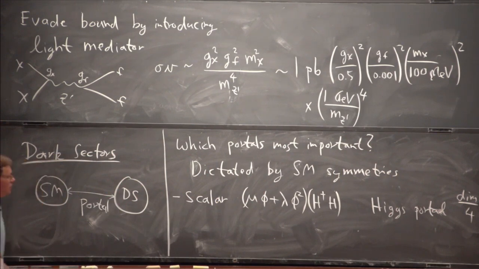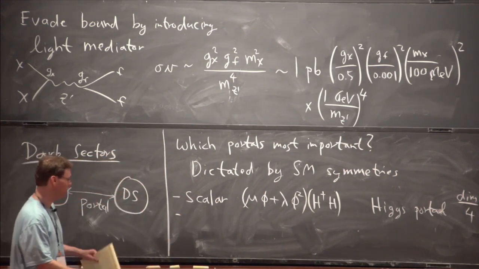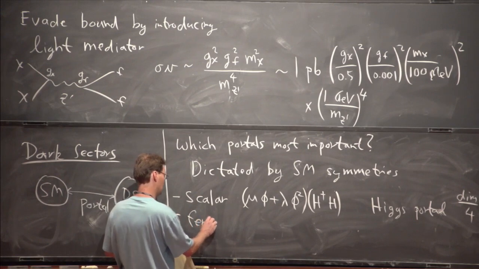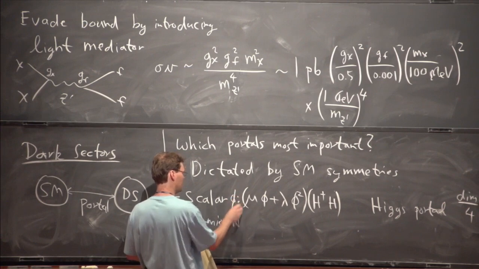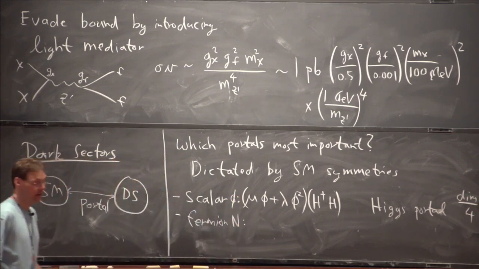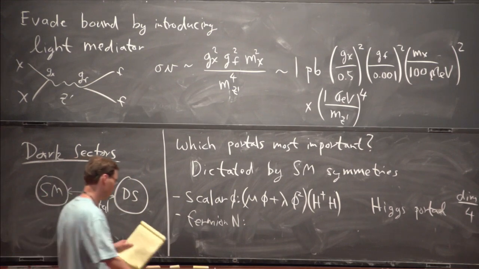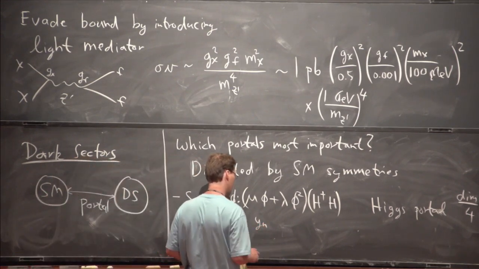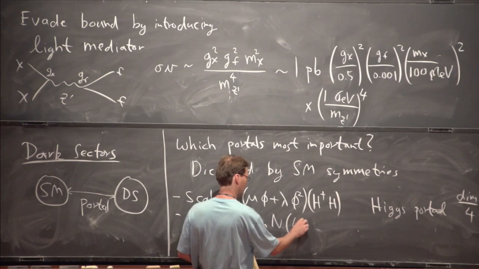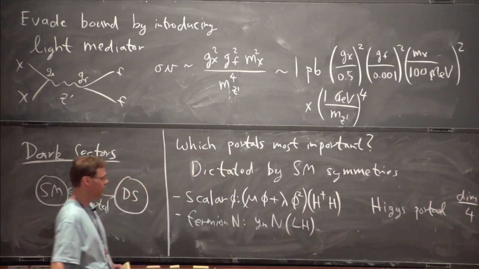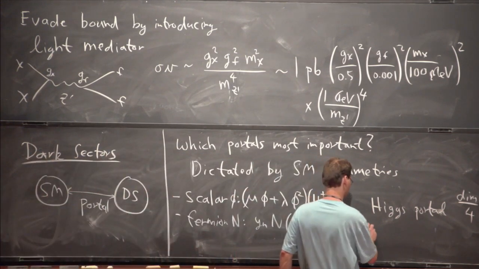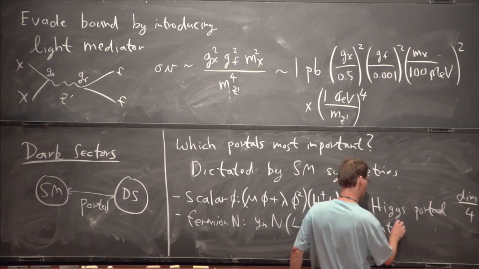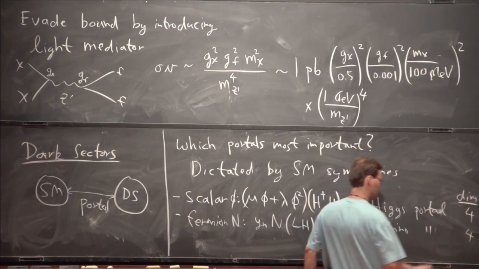Okay. If we have a fermion, so here's the scalar phi, fermion some N, then I can write down another operator that connects it to the fermion. So there's some coupling, y sub n, there's my N. And I can connect it to LH, where L is the SU(2) lepton doublet in the standard model. And this is called the neutrino portal. And also it has dimension 4.